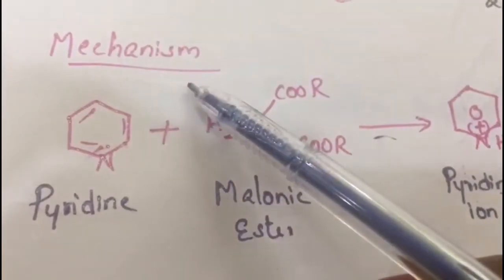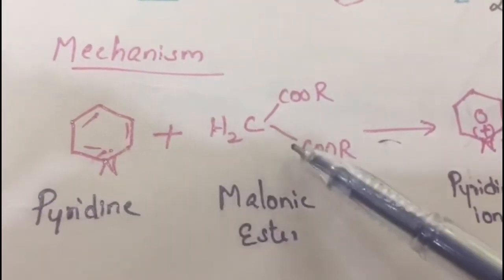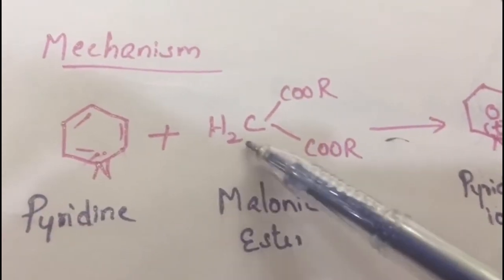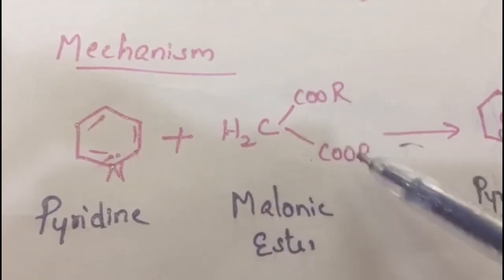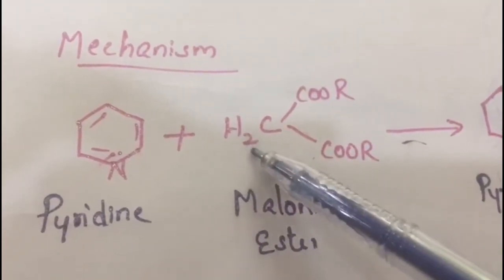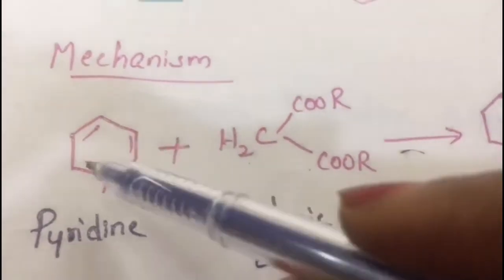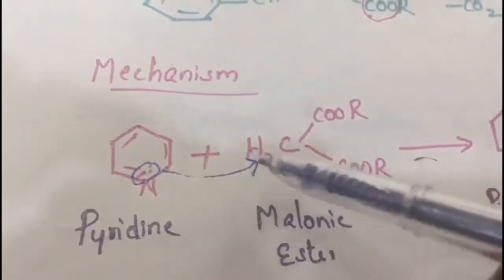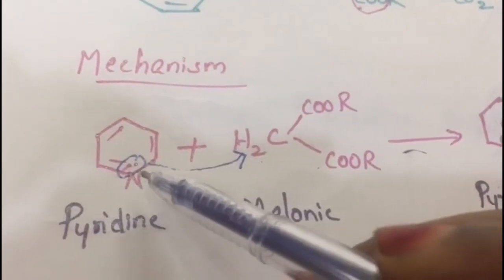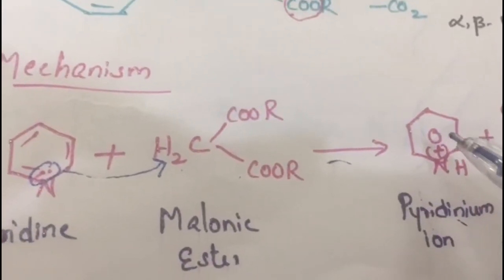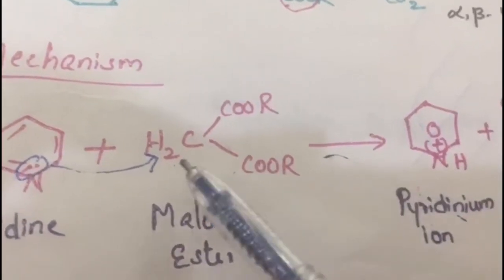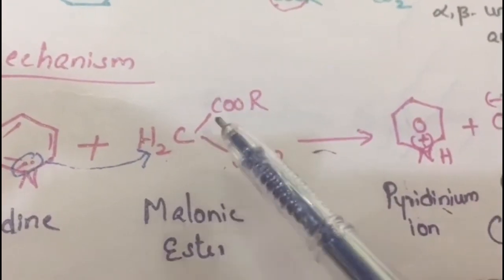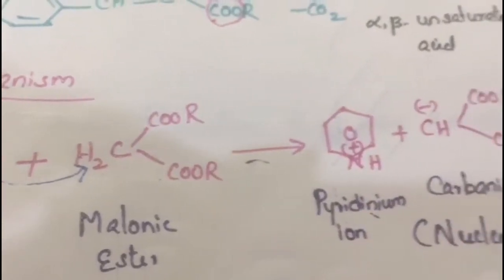Now let us discuss the mechanism. First, the pyridine, the base, will react with this active methylene compound. Here malonic ester is the active methylene compound. So this will form a carbanion due to the presence of strong electron withdrawing groups. So this hydrogen will be more acidic. The lone pair of electrons is used for bonding with this hydrogen. So this H will be moved to the pyridine. This will form pyridinium ion C5H5NH+, and hydrogen will be removed as H+. So this product will be CH(-)(COOR)2.